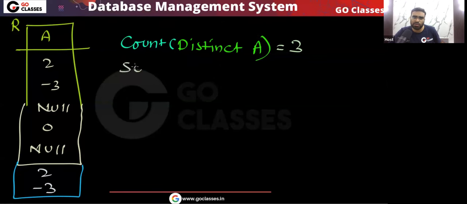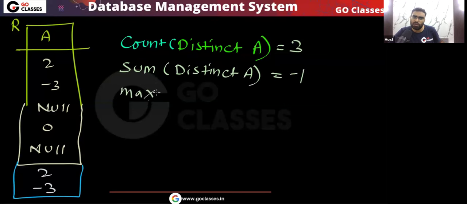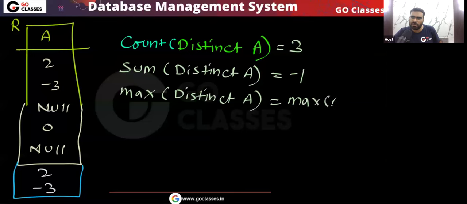If I ask you what is sum of distinct A, what will that be? Again, this sum will ignore the null values. Then you take the summation of distinct values of A, and that will be -1. If I ask you what is max distinct A, that is same as max of A. This max will ignore the null values, then you find the max value, and the max value will be 2.